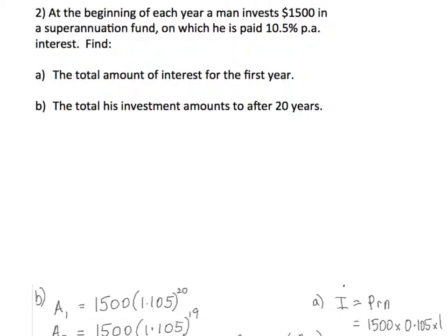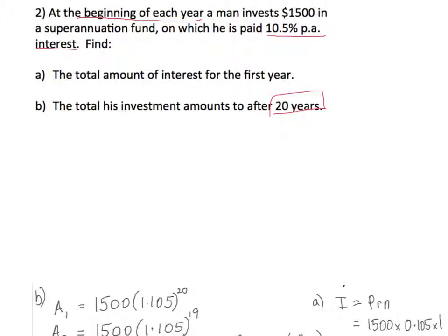What's the working out for this one? At the beginning of each year, a man invests $1,500 in a super fund. So that's at the beginning of each year. Important, because in some questions people put money in at the end of the year. He is paid 10.5% per annum interest. Find A, the total amount of interest for the first year, and B, the total his investments amounts to after 20 years.